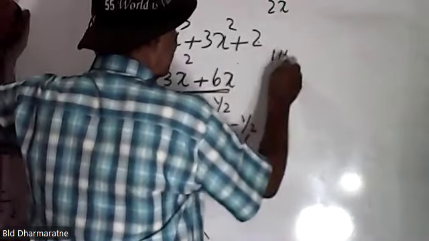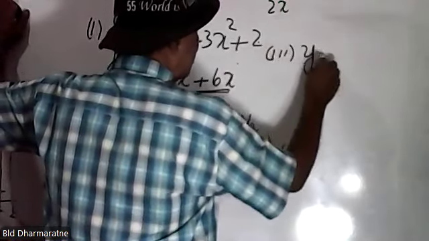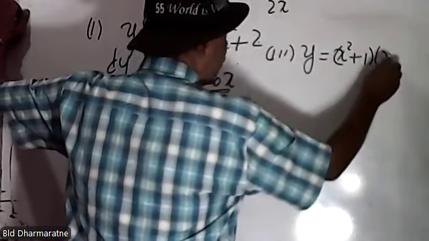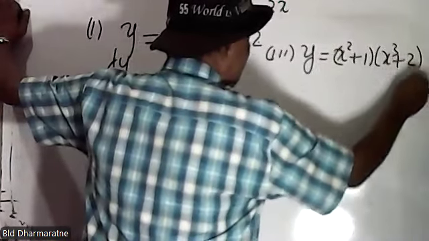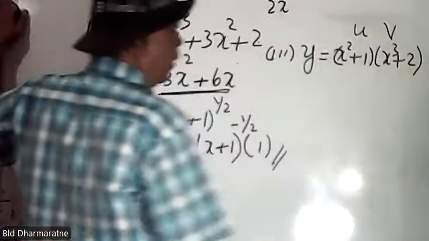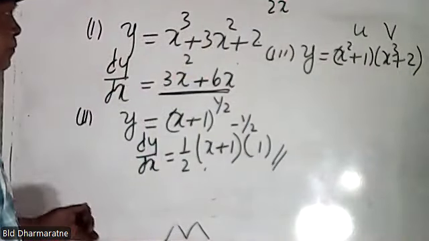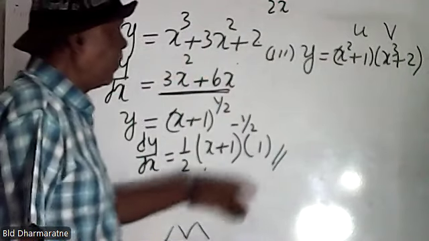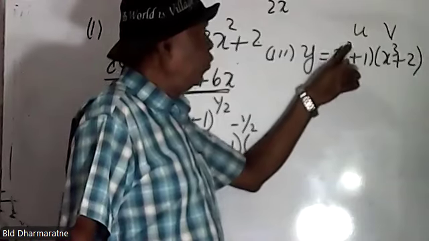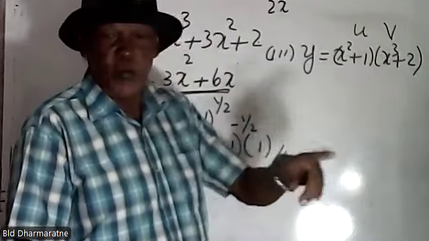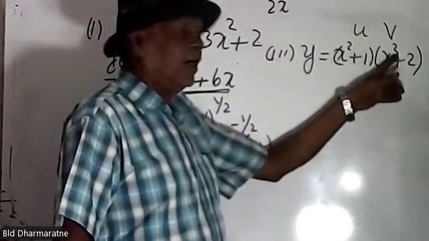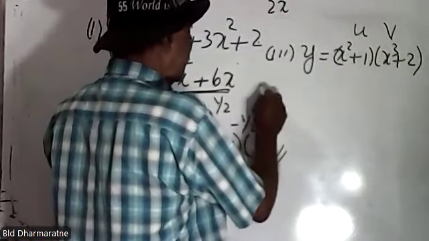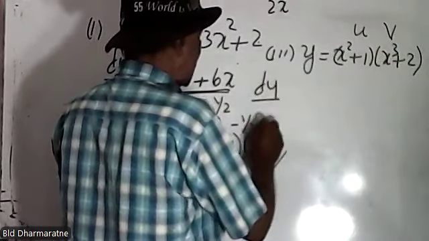Number 3: y equals x squared plus 1 times x cubed plus 2. This is the UV type, product of the function. How to differentiate? Already I have introduced the formula earlier. Here dy by dx equals u dv by dx plus v du by dx. Right? Now we can say dy by dx equals, right?